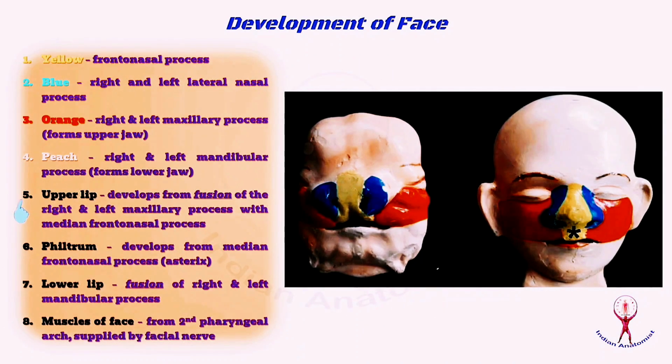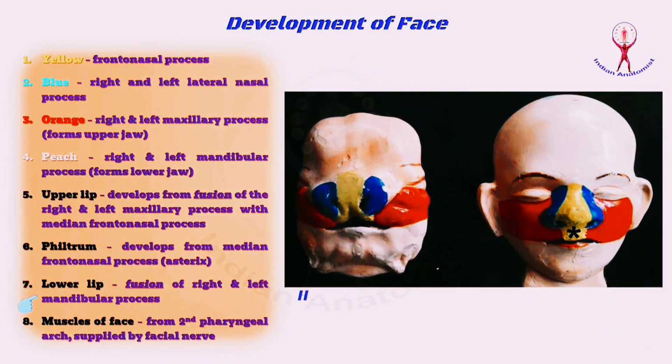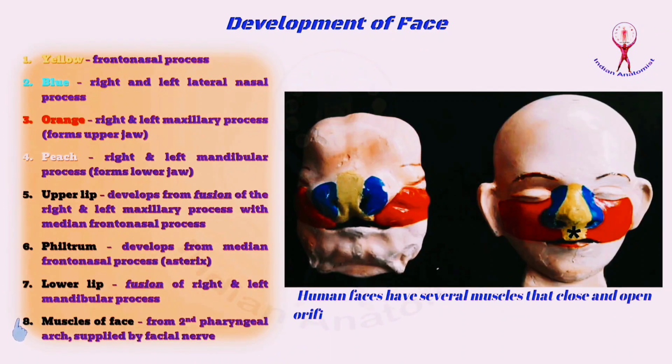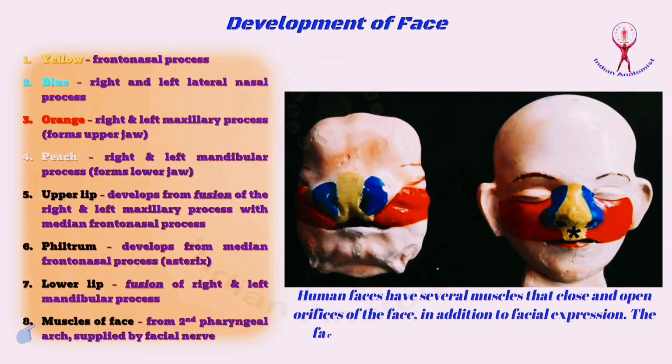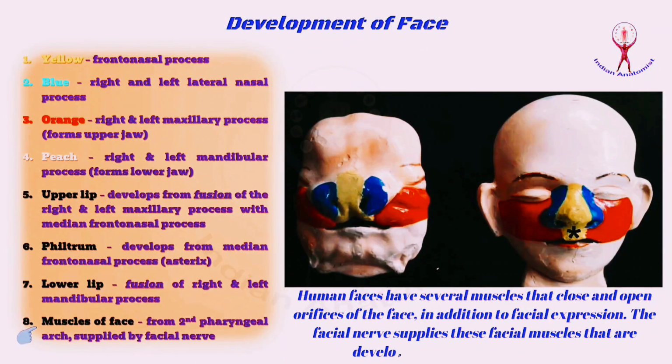In the face, the upper lip develops from the fusion of the right and left maxillary process with the median frontonasal process. The philtrum develops from the median frontonasal process, asterisk representing the philtrum. Finally, the lower lip is formed by the fusion of the right and left mandibular process. Human faces have several muscles that close and open orifices of the face in addition to facial expression. The facial nerve supplies these facial muscles that are developed from the second pharyngeal arch.